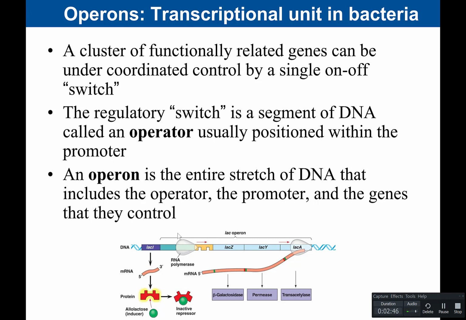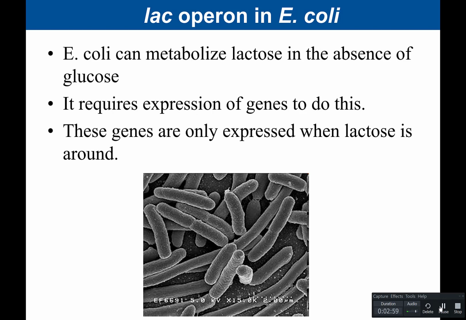So again, here we go. You can see our promoter, our operator, and the genes that they control. And so we're going to look at how this system works. E. coli is a type of bacteria that's normally found in your gut. Everybody has it as part of your gut, as part of your normal flora.